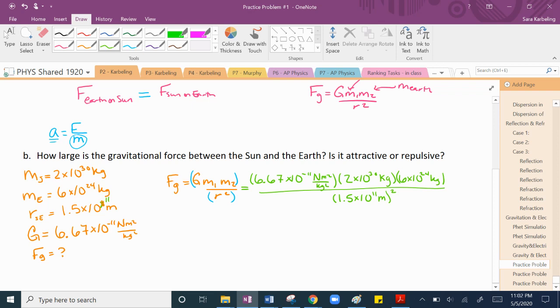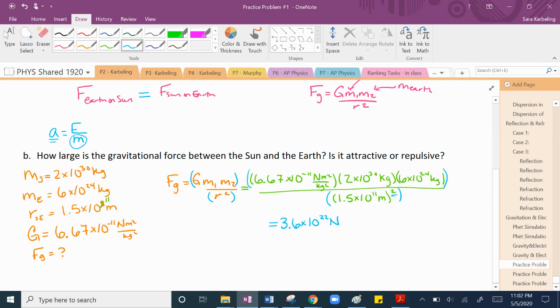Okay, so now you've got a choice. You can go ahead and plug this into your calculator in all of its glory. Again, I would strongly recommend that if you're going to do that, you put parentheses around the numerator and then parentheses around the denominator, making special note to put the squared inside those parentheses as well. When you plug it all in, the answer you should come up with is about 3.6 times 10 to the 22nd newtons.